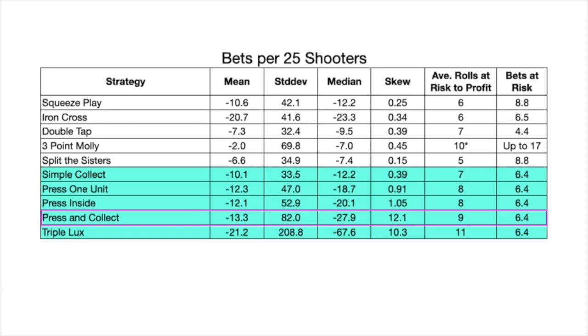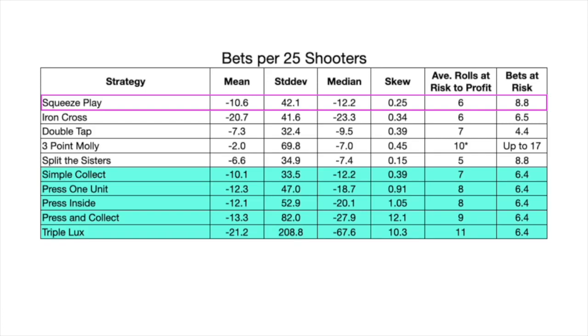One idea would be to use a strategy like squeeze play to establish your 64 across mostly paid for, and then use press and collect or triple lux if the roll continues. Another idea would be to play simple collect, but combine it with some hard way or other prop bets to make it more exciting and give yourself a chance for a bigger payout. There are a lot of options, but ultimately this is just information on how things behave statistically.